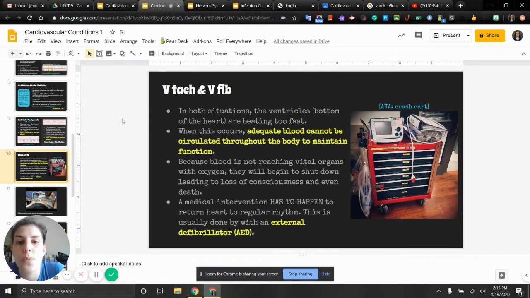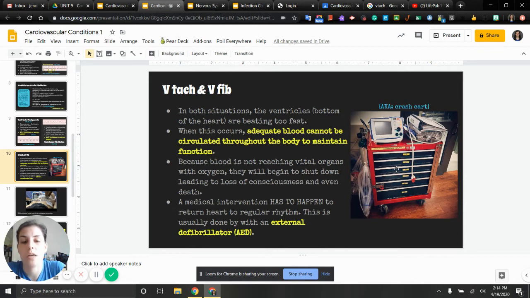Okay, so for both of these situations, the heart is beating too fast. We cannot pump adequate blood out in order to maintain function of our vital organs, which means the patient will lose consciousness, meaning that they'll pass out, and they will eventually die from it if we don't do anything. So we have to do something for them, and that can be CPR, but the best bet is to use a defibrillator.